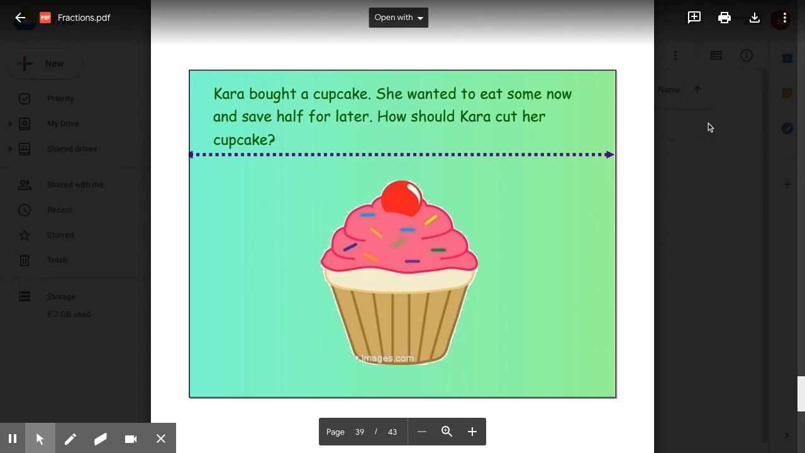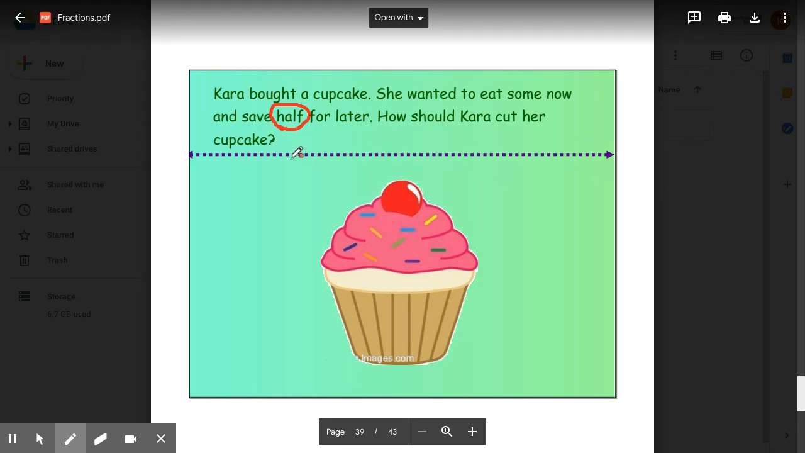Kara bought a cupcake. She wanted to eat some now and save half for later. How should Kara cut her cupcake? Now let's look back in our word problem and look for the key word of how we should partition it. Kara bought a cupcake. She wanted to eat some now and save half for later. How should Kara cut her cupcake?